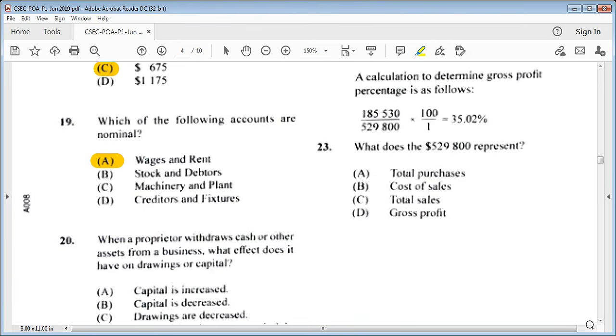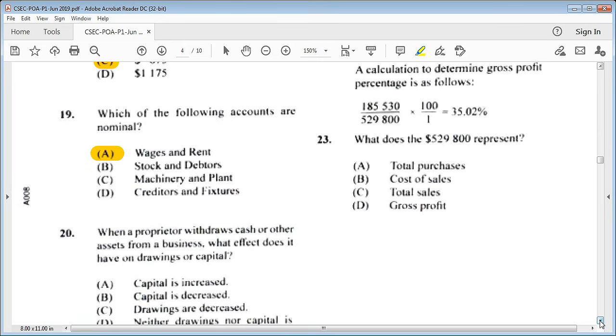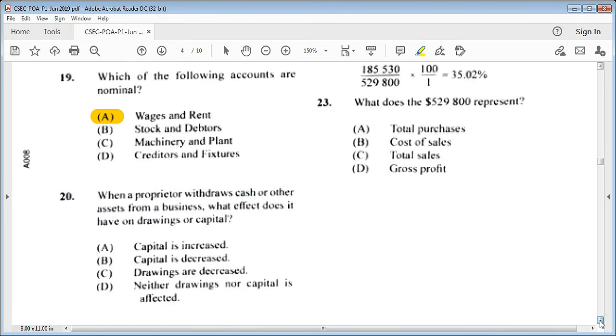Because as we know, stock and debtors, that would be current assets. Machinery and plant, that is fixed assets. And creditors, as we know, that's a current liability, and fixtures, that's a fixed asset. So those could not be our answer options. Let's go on to 20.